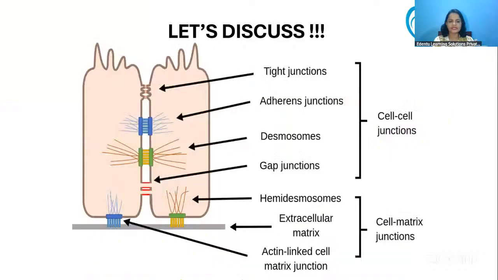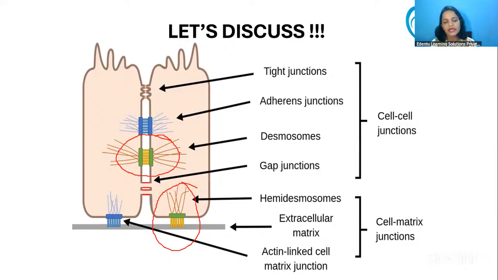To make things clear, I'll show you the picture. Once you get the picture, it will be much more clear for you. These are desmosomal junctions, the ones between two cells. And the one between the cell and the basement membrane is called the hemidesmosomes.